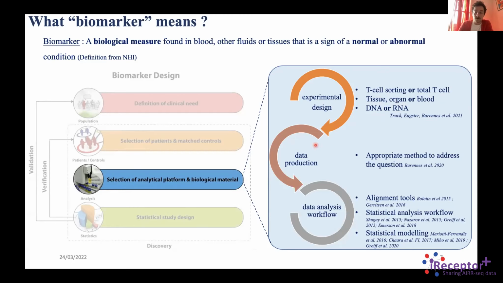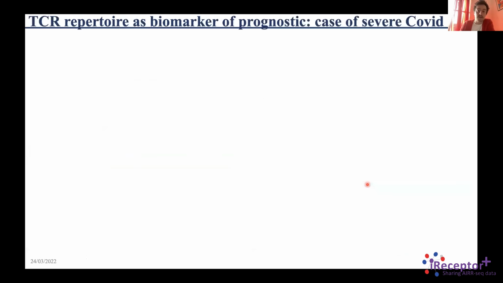You have also a part of data production and to select the appropriate method to answer your question, and also, with a huge number of analytical tools, you have to select the appropriate analysis workflow. And here we try to create a new analysis workflow, and for that we first validate the workflow by trying to prove that the TCR could be a prognostic biomarker of severe COVID.